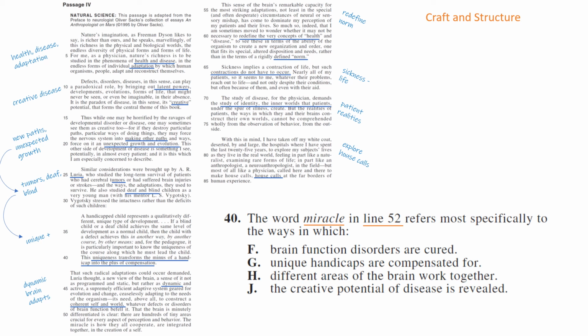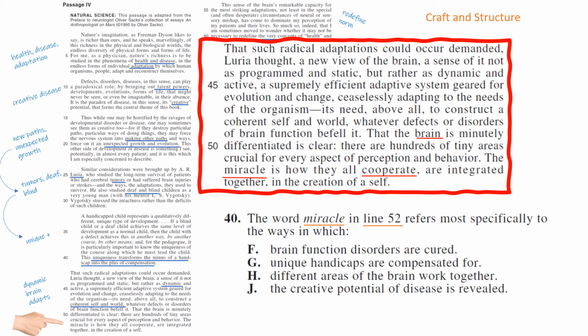And number 40, the word miracle in line 52 most specifically refers to the ways in which... So we see in line 52 and before it, the brain is differentiated. There are tiny areas crucial for every aspect of perception. The miracle is how all the parts of the brain work together. So the brain works together, choice H.